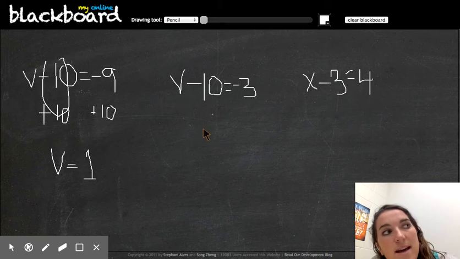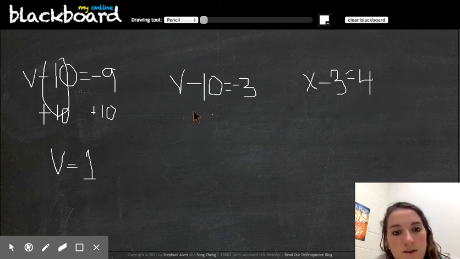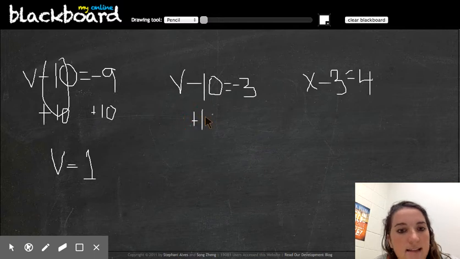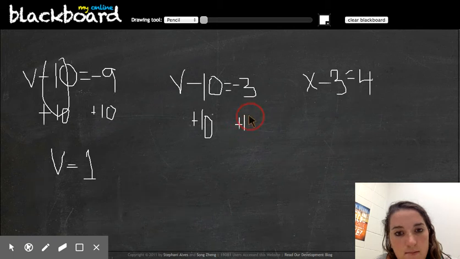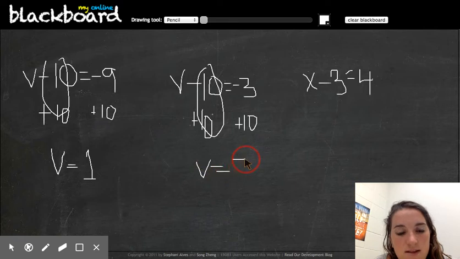Next one is V minus 10 equals negative 3. What do I need to do to get V by itself here? Again, I need to add 10. Do I just do it on the one side? No, I do it on both. So now this cancels out and becomes 0. I end up with V equals, use a calculator, negative 3 plus 10 equals 7.